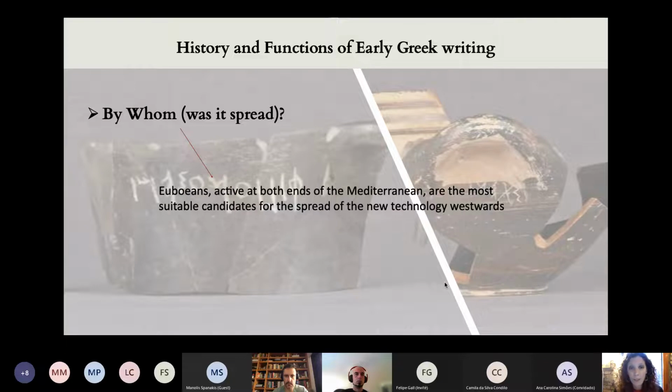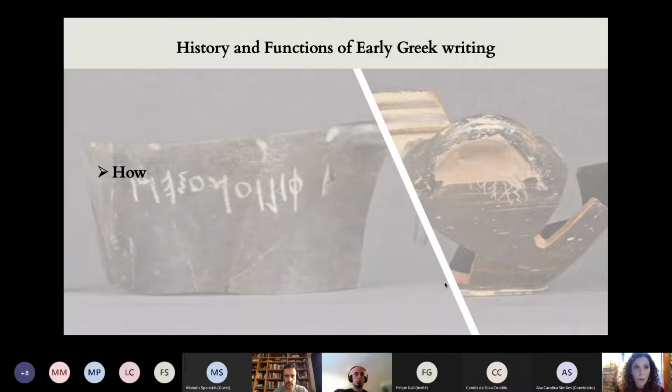And then, of course, after the invention, the Euboeans were the most suitable candidates to spread this technology from east to west and in all the Mediterranean, because they were very active traders, but also colonizers, as you can see from the colonization of the island of Ischia and other areas in the Mediterranean. So they are, of course, the most suitable candidates in this respect. So let's go to the how.